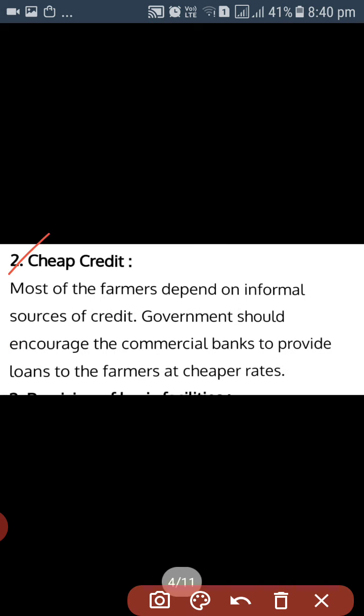Second is cheap credit. Cheap means less cost or less expenses. Farmers mostly depend on informal sources of credit. Informal sources means friends, relatives or shahukars from their village. They can take loans from them, and obviously these shahukars charge a high rate of interest. So the government should encourage commercial banks to provide loans to farmers at a low cost.